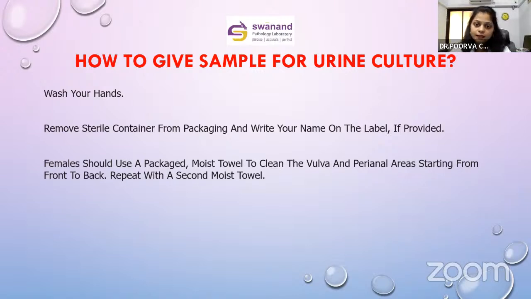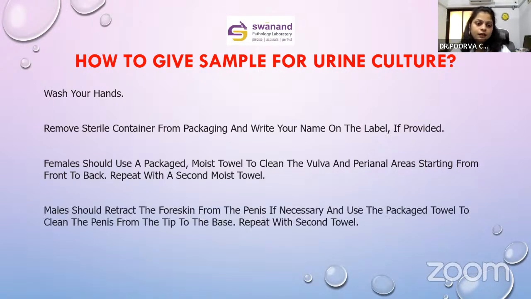You have to clean the genital areas with that. You have to use 2 towels to clean the genital areas for females. And again for males also, you have to do the same. All the genital organs need to be cleaned thoroughly twice, with the sterile moist wipes or towels, whatever is available.